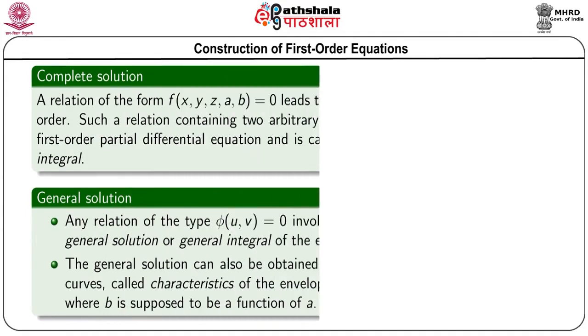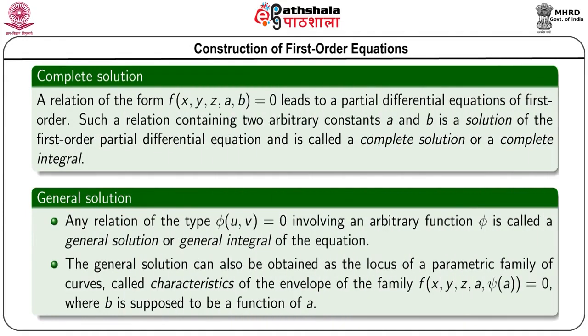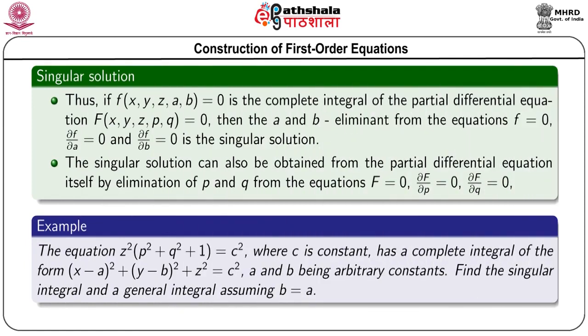Now, we shall illustrate all this concept by taking one example. So, before explaining that example, let us discuss the singular solution. This is another type of solution, in which case we eliminate a and b from the equations f equals 0, del f del a equals 0 and del f del b equals 0.